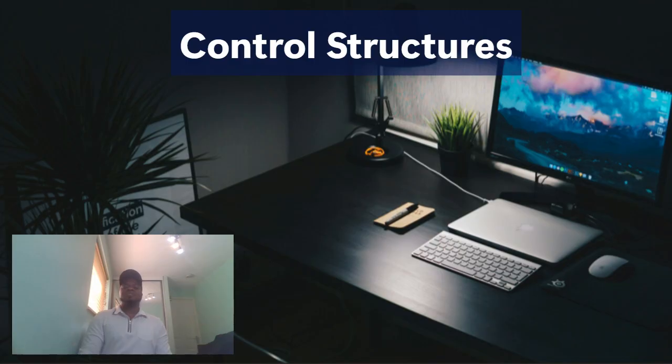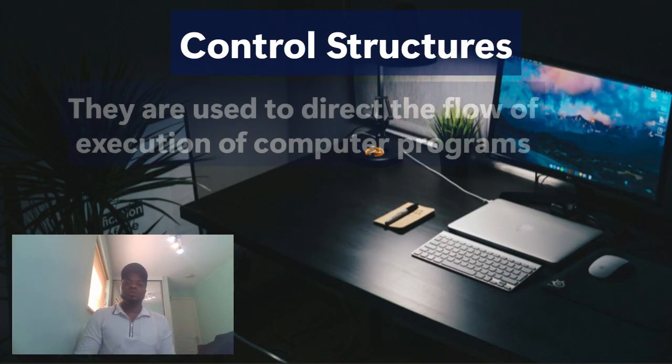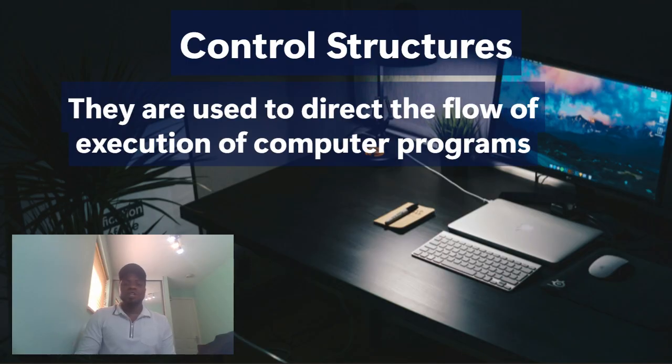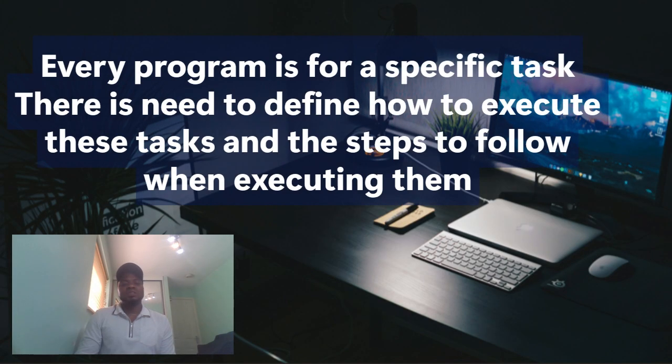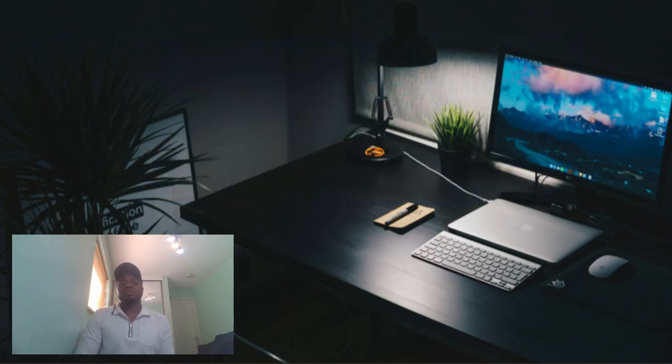Okay, so let's dive into the tutorial properly. Control structures actually help to direct the flow in which the program is being executed. When a programmer writes a Python code, there is a particular task which he wants this program to execute, and there's a need to give it direction on the path to be executed and how to execute this task so that you can get the actual result. So this is where control structure comes in.